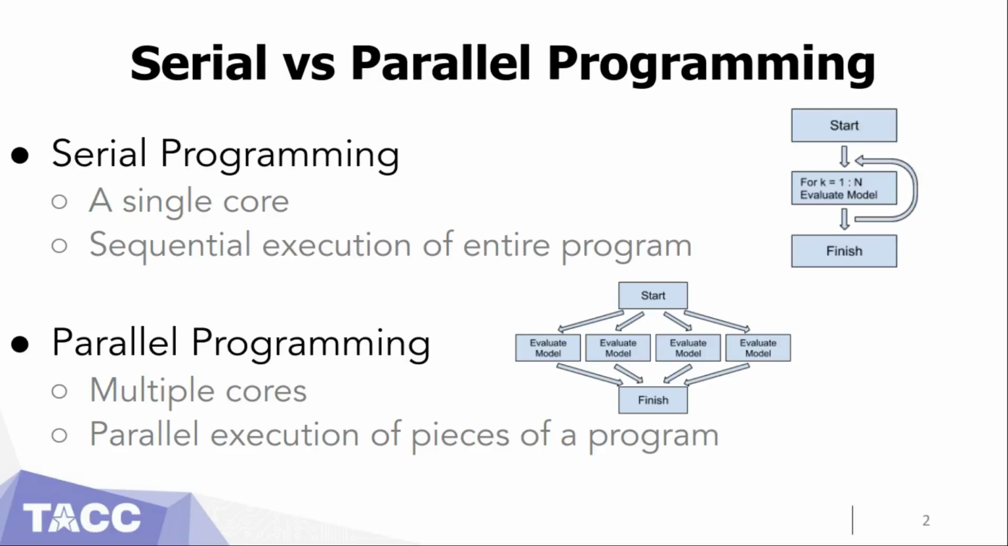Typically, existing serial programs serve as a starting point for parallelization. The serial programs are re-engineered to produce the parallel versions.